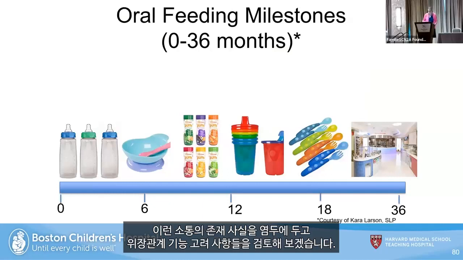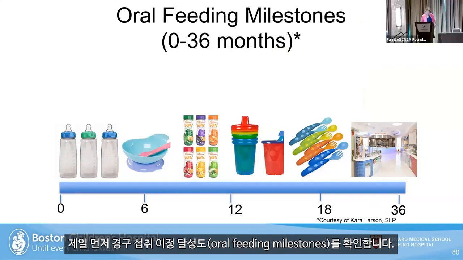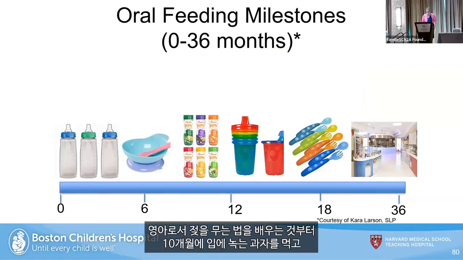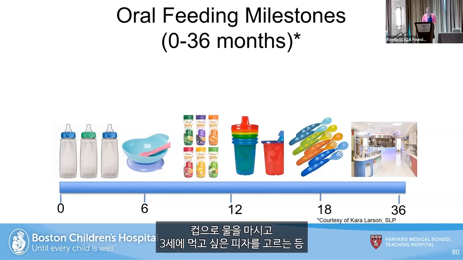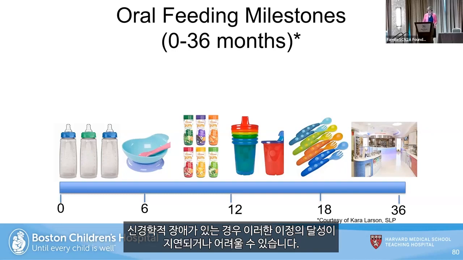But knowing that there's all this communication, let's review some of the considerations. So the first thing is oral feeding milestones, right? Whether it's learning to nipple feed as an infant, take dissolvables, potentially as a 10-month-old, drink from a cup, or your 3-year-old telling you what pizza they want for lunch. There's many different feeding milestones that have to take place in those first 3 years of life. And sometimes when there's neurologic disability, there can be delayed or difficulties in achieving these milestones.